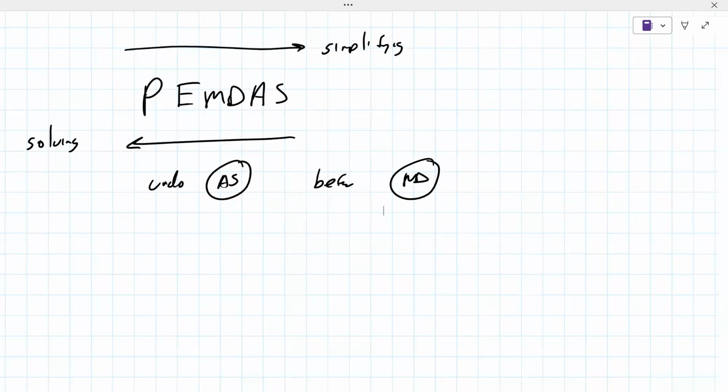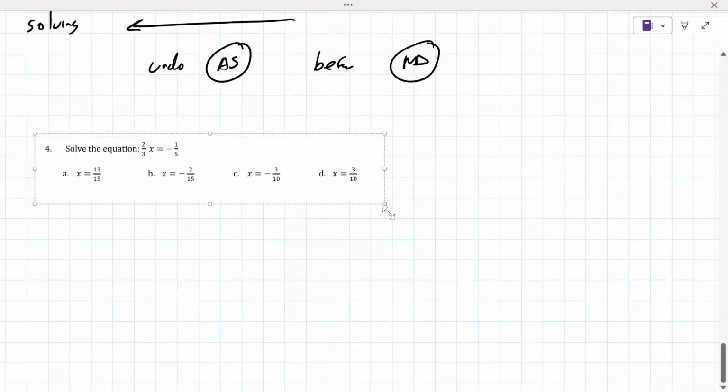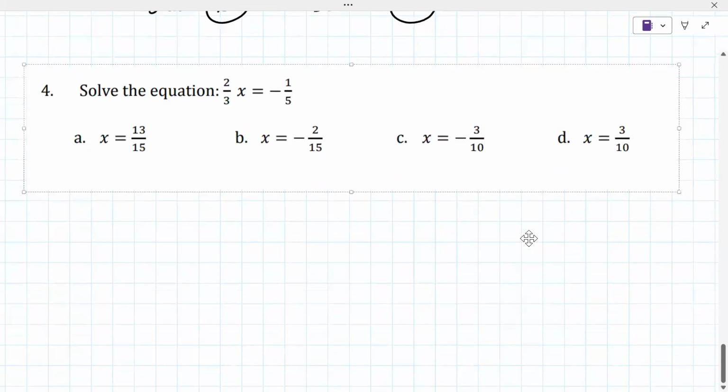Okay. Now we haven't done much with fractions, so I'm going to just throw a problem at you and maybe it'll make sense. So 2/3 x equals -1/5. You've got to solve the equation. Go ahead and just give this a try. I'll definitely show you how to work it out if it's unclear, but I'd like you to try it out first.